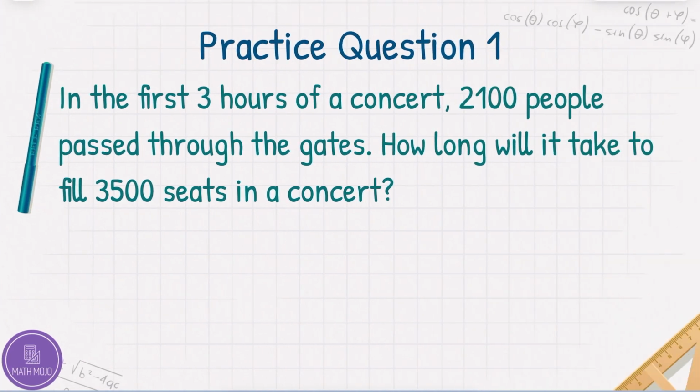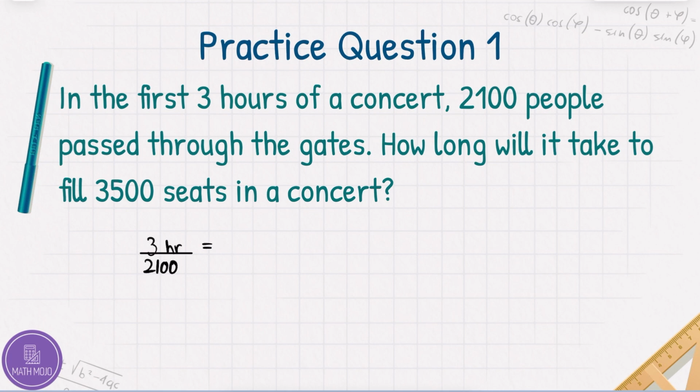Okay, now pause this video and try this example on your own, and then we'll do it all together. So, in this example, we have in the first 3 hours of a concert, 2,100 people pass through the gates. How long will it take to fill 3,500 seats in a concert? So let's set up our two ratios. Over here we're going to have 3 hours in our numerator and then 2,100 people in our denominator.